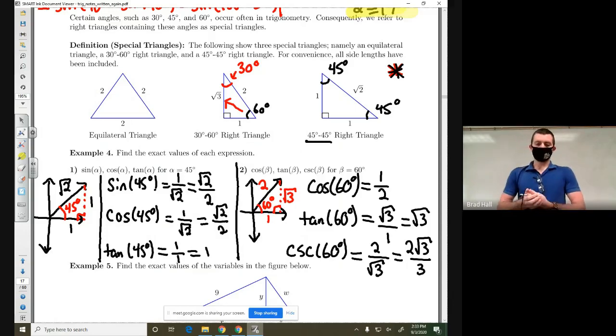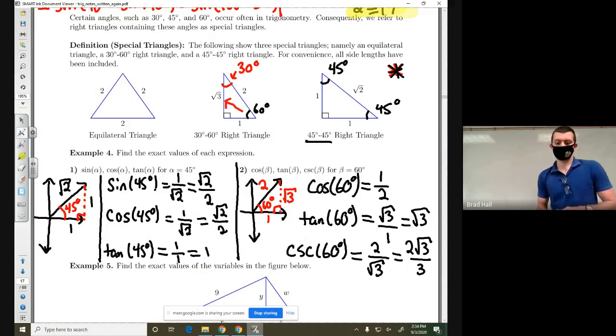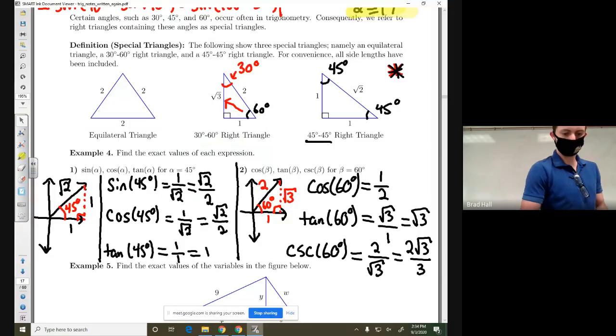But that is really the idea for special triangles. This is how we apply them, and this is how we use special triangles to figure out trig values of special angles. And we'll see how this is more prevalent actually in example 5. Does anyone have any questions up to here? Okay.